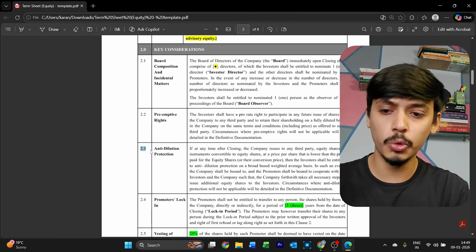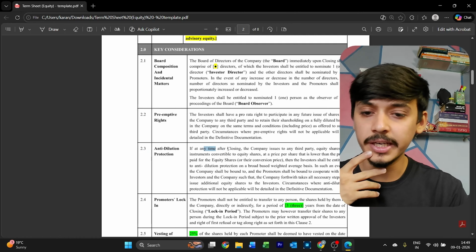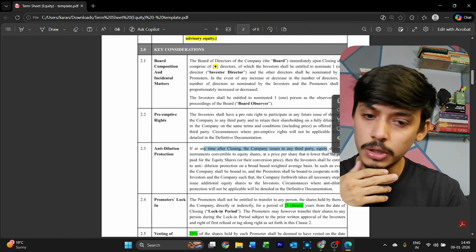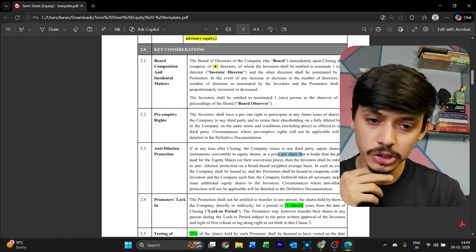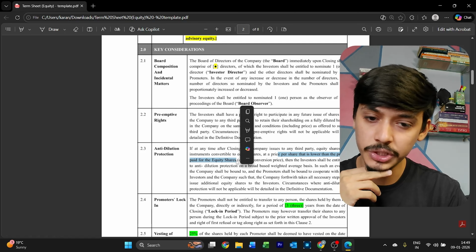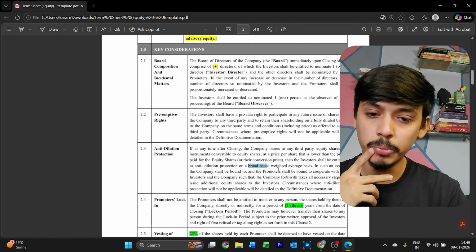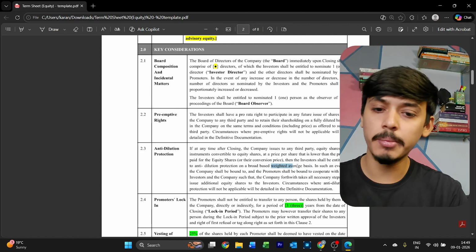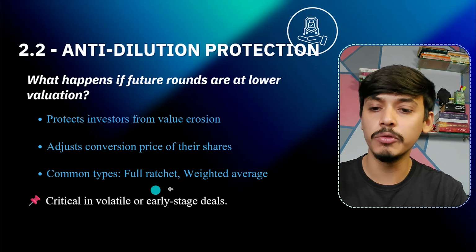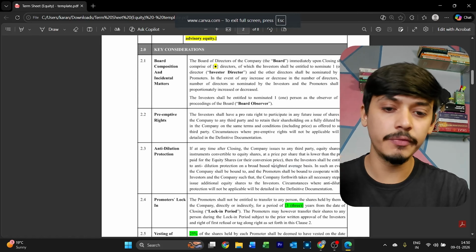This is clause number 2.3 in our document. So if at any time after closing the company issues third party equity shares at a price that is lower than the price paid for equity shares, then the investors will be entitled to anti-dilution protection on a broad-based weighted average basis. So it might be a weighted average basis or it might be full ratchet. Now here it is mentioned as weighted average basis.